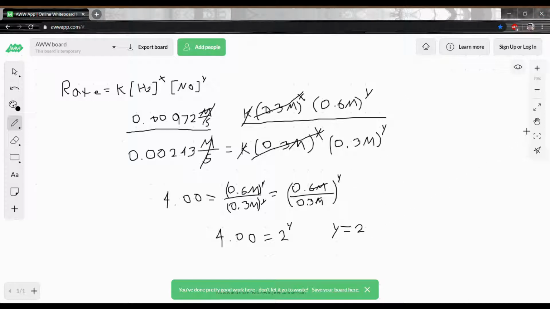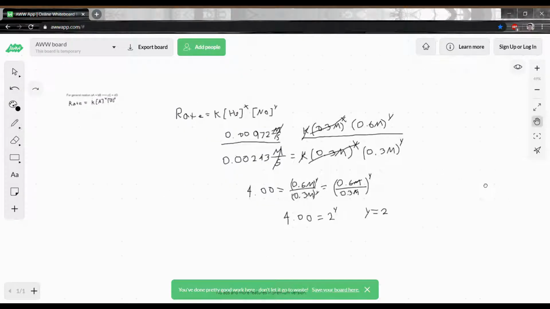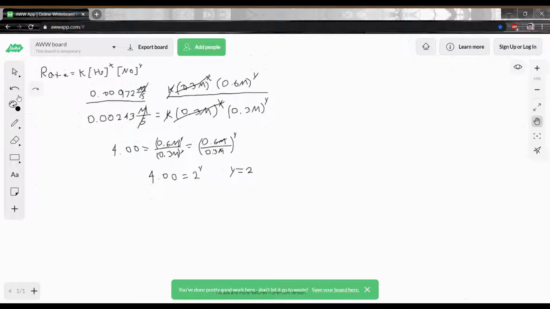We can use the same procedure for finding the reactant order of our H2. This time we're going to be using trials 1 and 3, because that is when the concentration of the NO is the same. That way that one will cancel out. Let's write it over here. Since the rate of trial 3 is larger, I'm going to put that one on top.